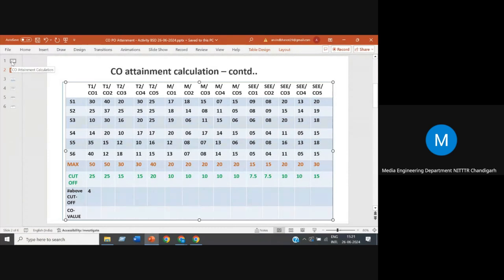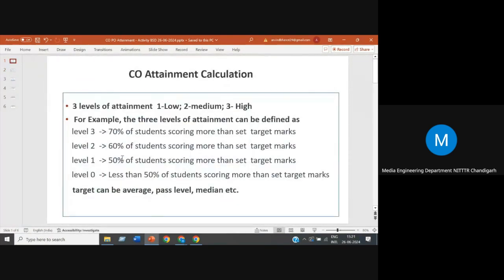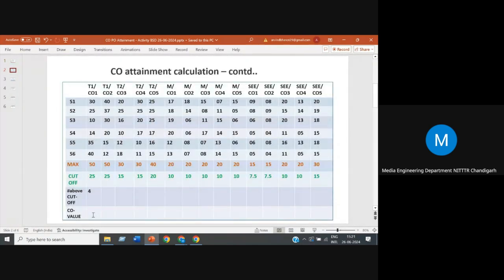And you can see, 66 means what is the attainment level? Level 3? No, level 3 will start from 70%, right? So it will be level 2. 66 is below 70 but above 60, so that means level 2. Correct, right? So we'll fill in level 2 here.